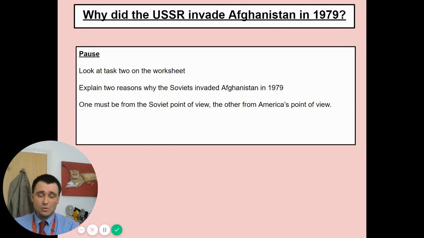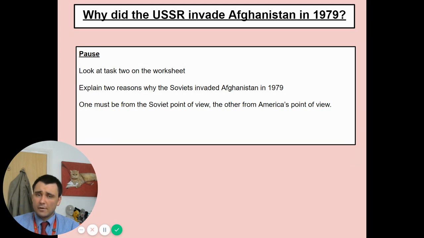So, two complicated points of view there about why the Soviet Union would need to invade Afghanistan. Can you have a look at task 2 on your worksheet for me, please? I'm looking for 2 reasons why the Soviets invaded Afghanistan in 1979. I'd like one from a Soviet point of view. Can you think about the fact that they were stopping Islamic fundamentalism, that they were supporting an ally?